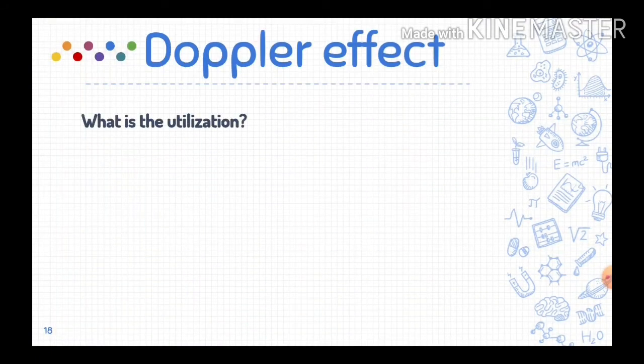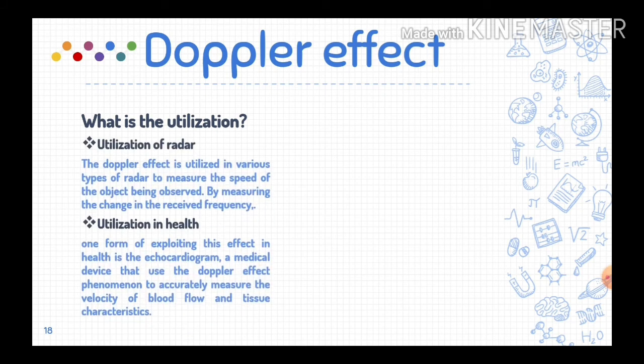What are the utilizations of the Doppler effect? There are two: utilizations in radar and utilizations in health. In radar, the Doppler effect is utilized in various types of radar to measure the speed of the object being observed by measuring the change in the received frequency. In health, one form of exploiting this effect is the echocardiogram, a medical device that uses the Doppler effect phenomenon to accurately measure the velocity of blood flow and tissue characteristics.